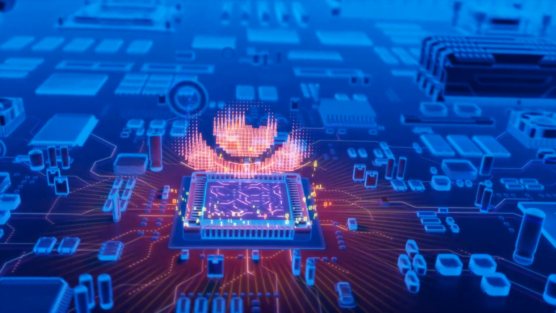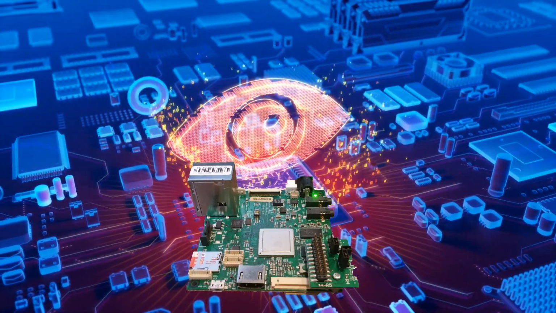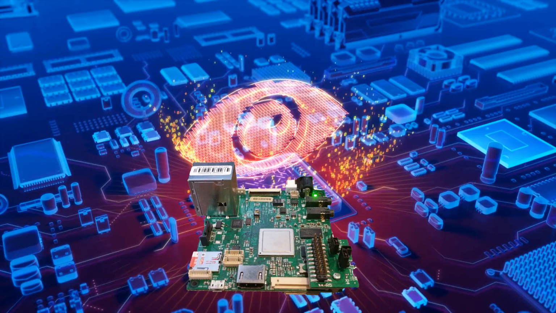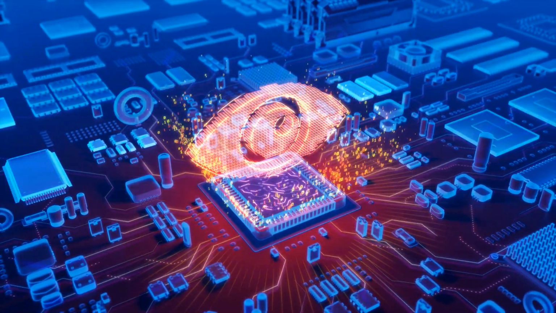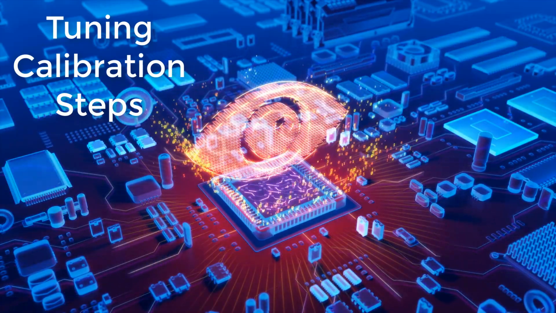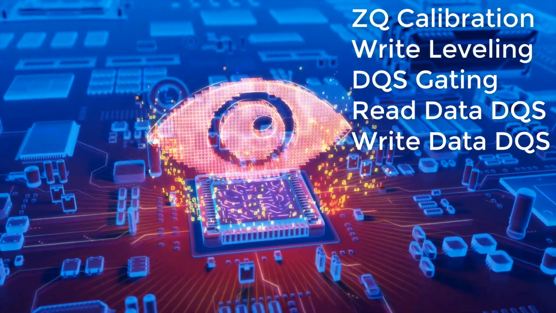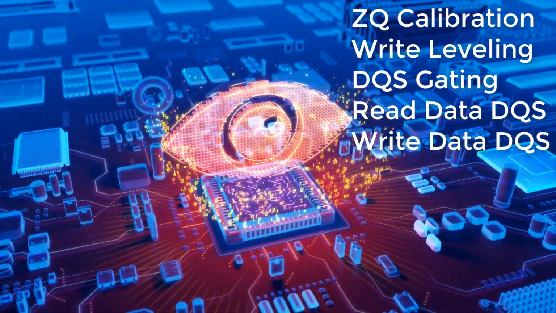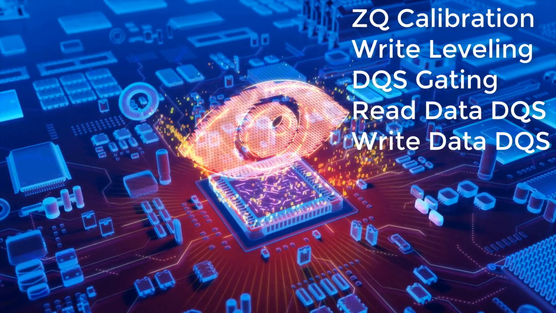For the 1 GB of memory on the SABRE Lite, it will take an hour and 20 minutes. Obviously, this is not a production test. Don't worry, the video doesn't capture all the training output. Let's quickly review the calibration sequence. First is the one-time force of the ZQ calibration, then the write leveling calibration, followed by the DQS gating, the read data and write data calibration.